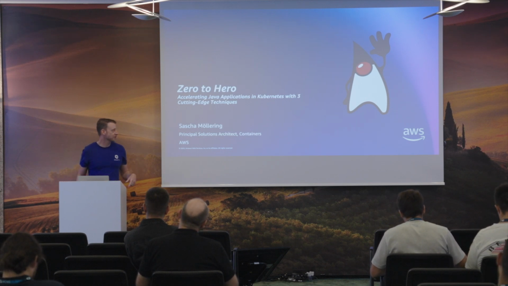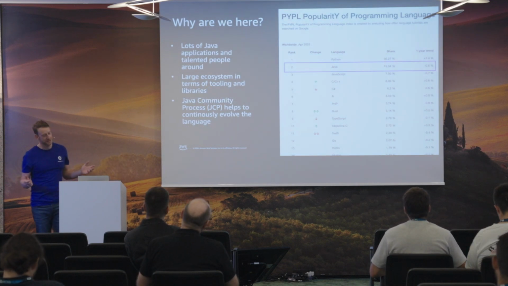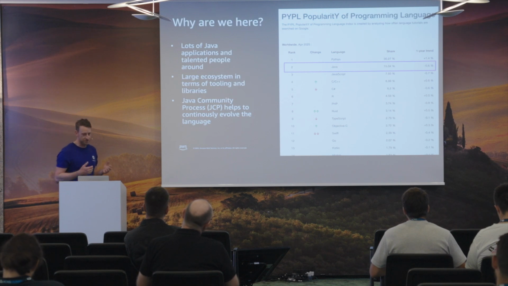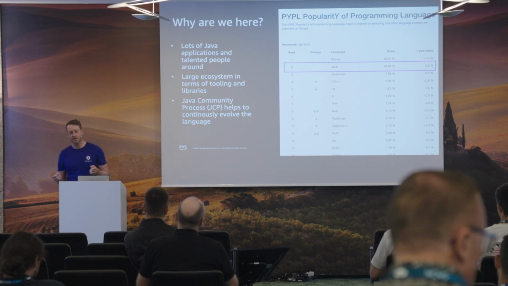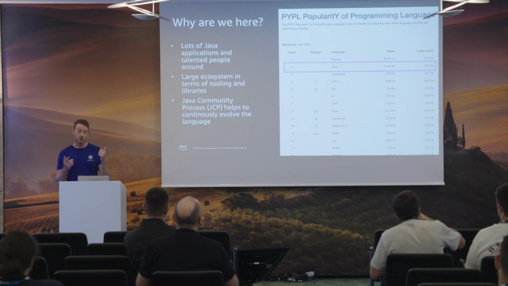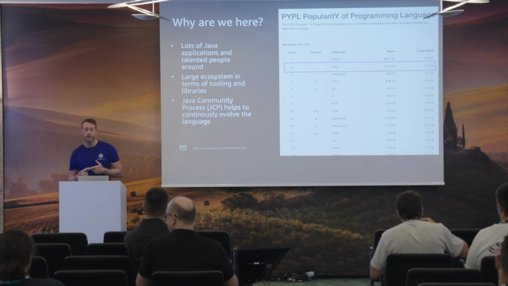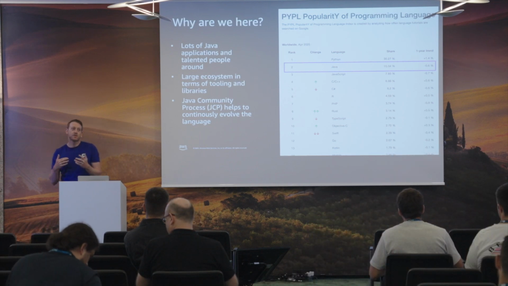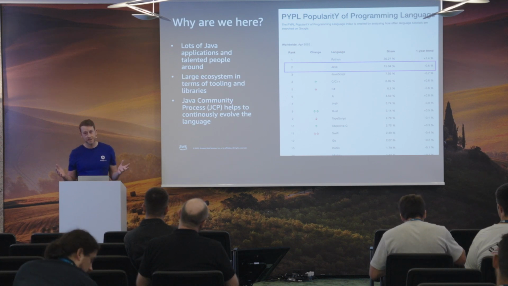So my name is Sasha, and I'm a principal solutions architect for containers at AWS. And I spent a lot of time with containers and with Java applications. And Java is especially interesting and very important because it is around for 30 years now. So this means there's a lot of talent with Java capabilities. There's lots of code around. So this means you also have a huge stack of libraries potentially in your organization.